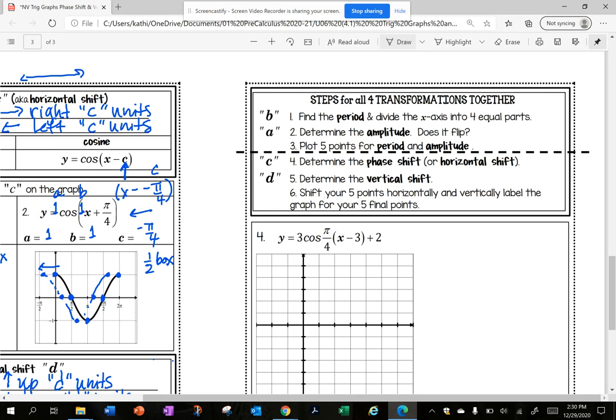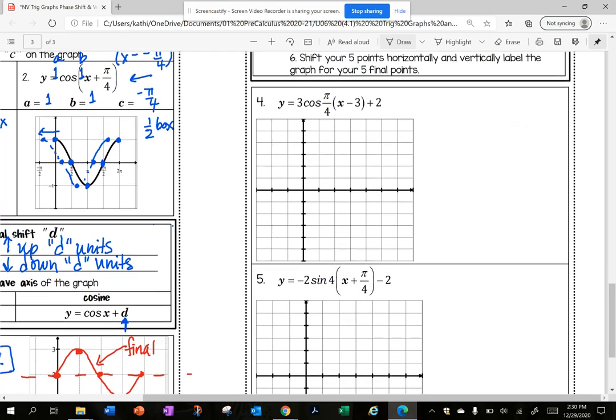All right, so let's get started here. y equals 3 cosine pi over 4 times the quantity x minus 3 plus 2. I would suggest labeling A, B, C, D up in the equation so you're really clear. My amplitude A is 3. The number of cycles in 2 pi is pi over 4, so this is B. C is 3, so this is my phase shift. And D is 2.